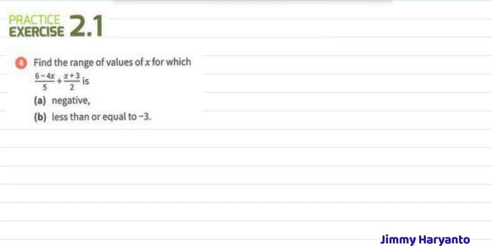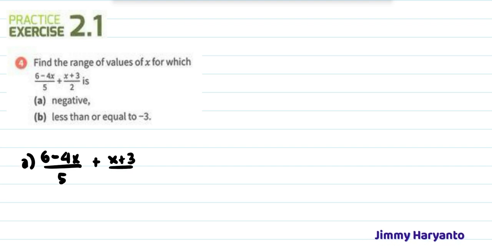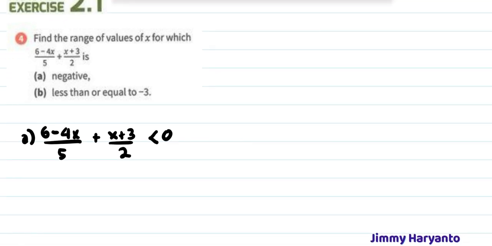Okay, and then question 4, 6 minus 4x over 5. Okay, I will do the question of A. Plus x plus 3 over 2. It says negative. Negative means the result has to be less than 0. To become negative, it has to be less than 0. That means I will write it like this, and then I will multiply them all by 10.